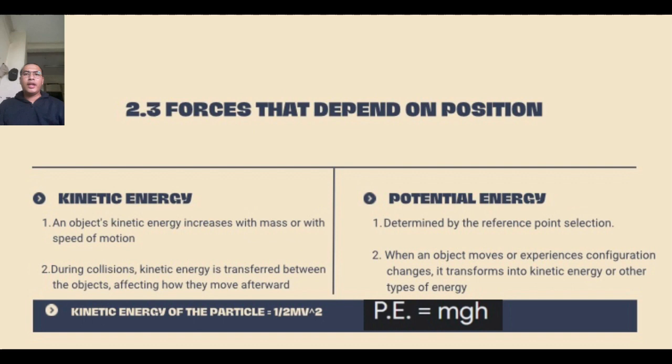These are the characteristics of kinetic and potential energy. Number one, kinetic energy is always non-negative and is a scalar quantity. Number two, the kinetic energy of an object increases with mass or with speed. Number three, kinetic energy is transferred between objects during collisions, affecting their subsequent motion. And number four, the choice of reference point affects the sign of potential energy, which is a scalar quantity.